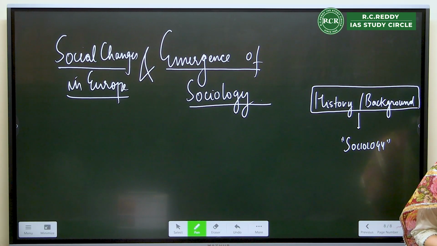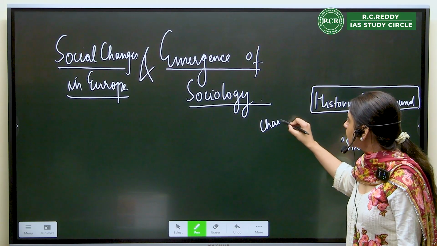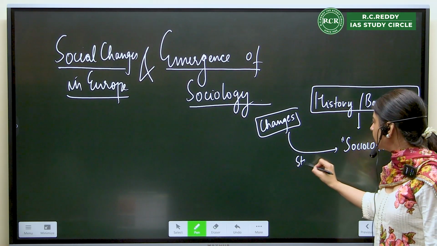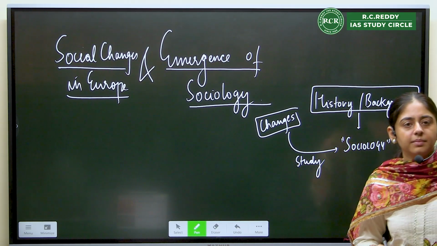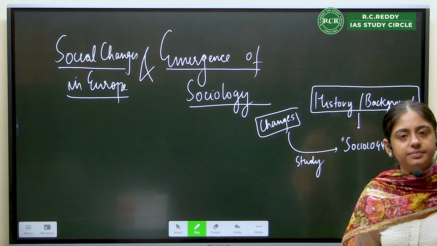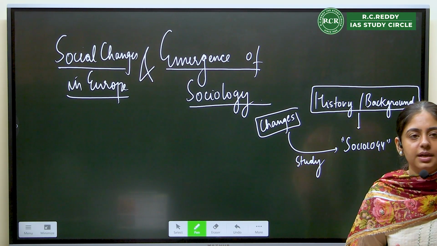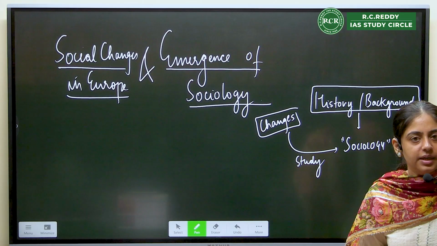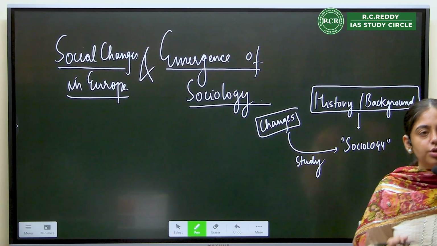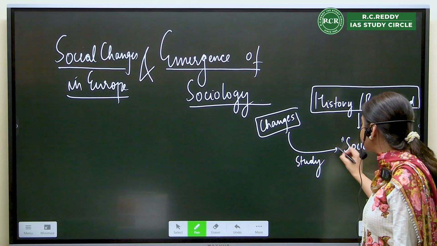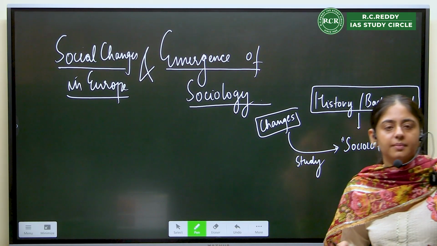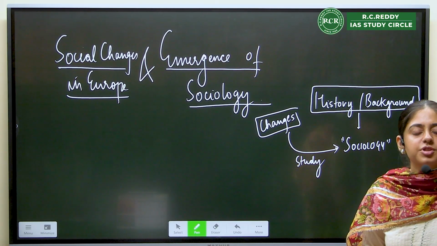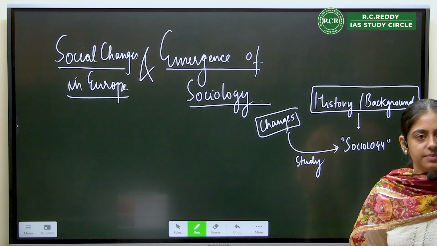Why it was necessary, what changes happened in the society, and these changes we needed to study, right? Whenever there is a new change, there will be a sense that, okay, we have to study it, we have to know the reason of why it happened, how it is changing the society, right? What are the different changes? So during those times, there was a need felt that a separate discipline is needed. Whatever disciplines are there right now, they might not be sufficient enough to explain these changes.